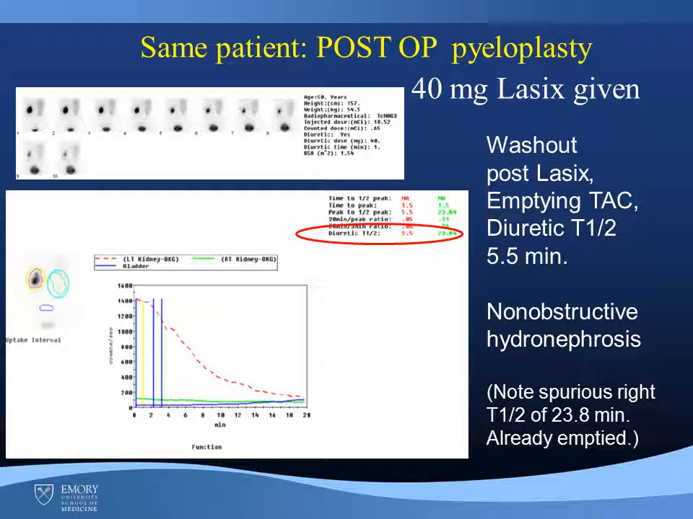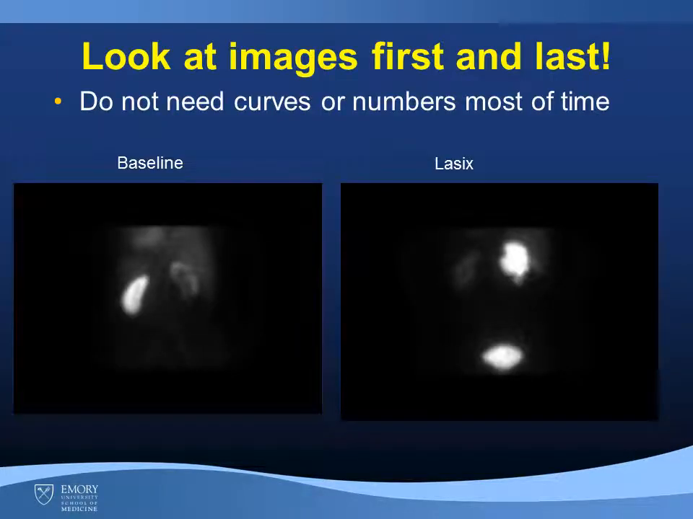I want you to note something. Look on the right. The diuretic T1/2 is 23.8 minutes. That's spurious. That right kidney had already emptied, so there's no use in reporting that. There's clearly no obstruction on the right. Remember, look at the images first and last. Most of the time, you don't need the time activity curves or the numbers to make the diagnosis.